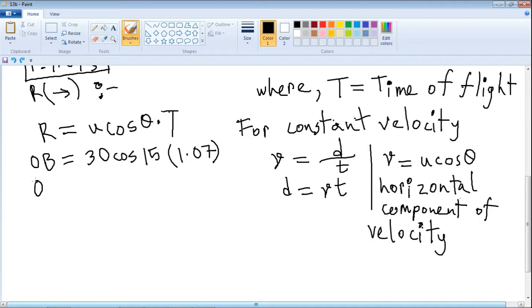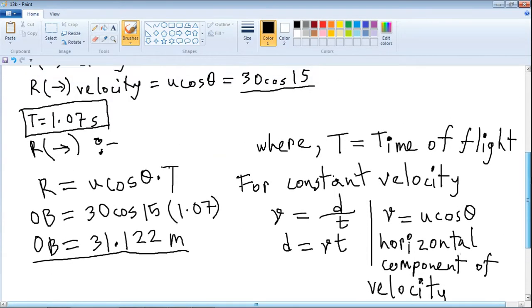So in a straight line we will get OB. Nothing is a problem here. If you have calculated, you will get OB equals 31.122 meter. So this is OB. Now we are going to find AB.